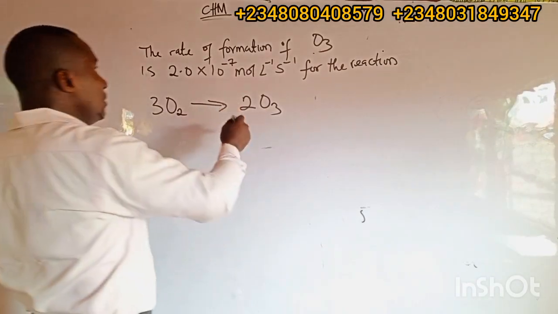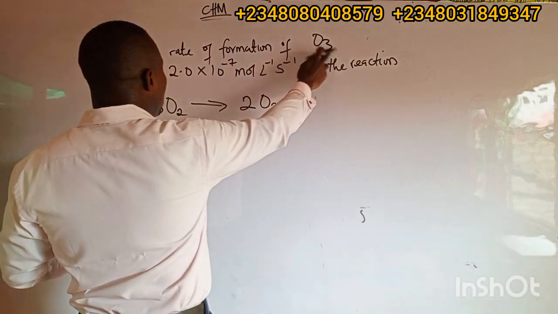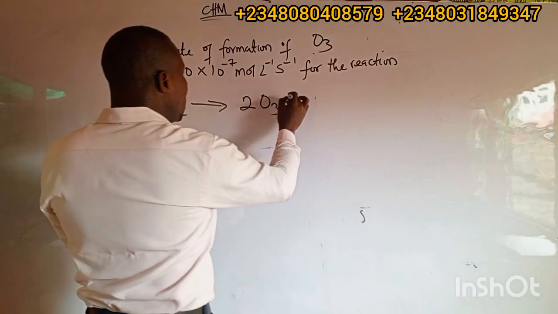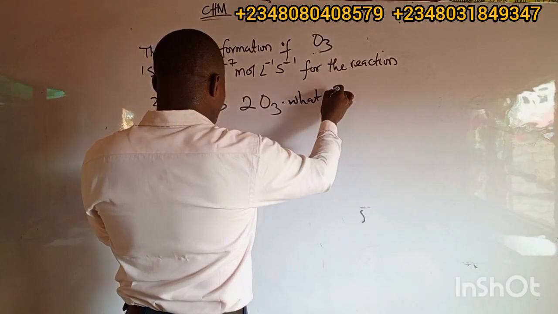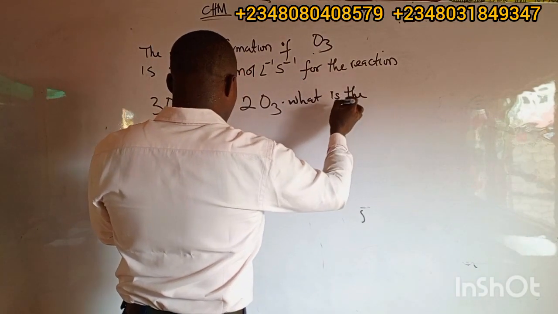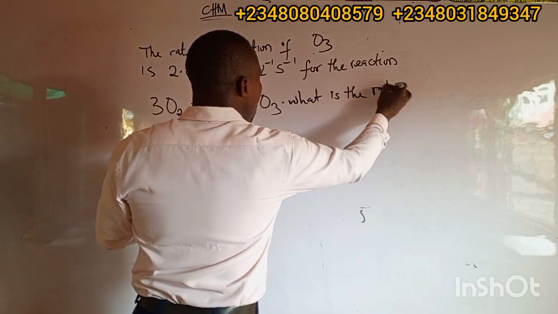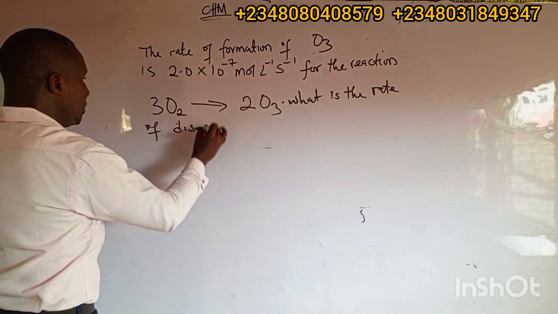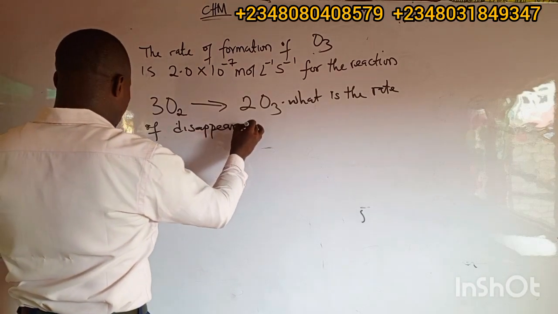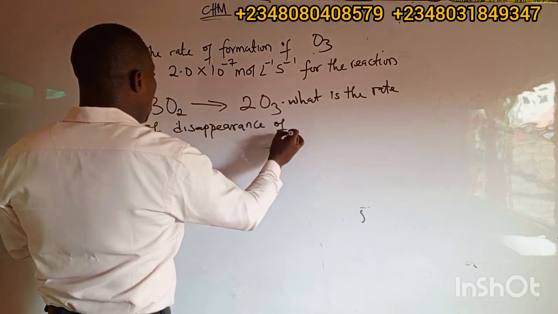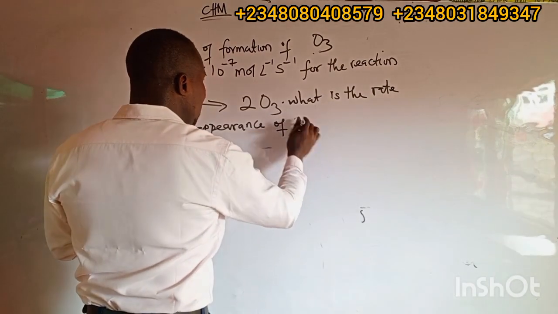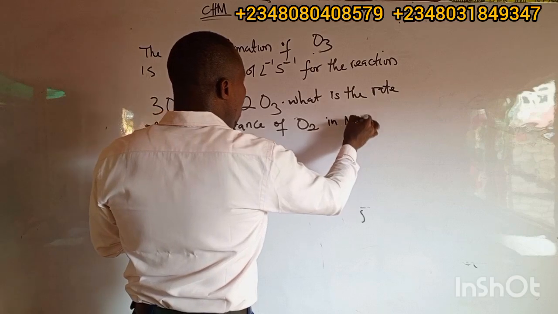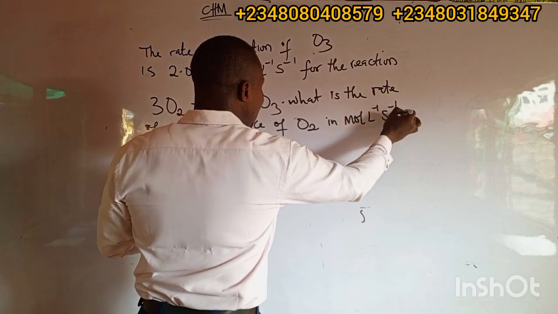Okay, we have this. The rate of formation of O3, ozone, is given for the reaction below. What is the rate of disappearance of O2, oxygen gas, in mole per liter per second?